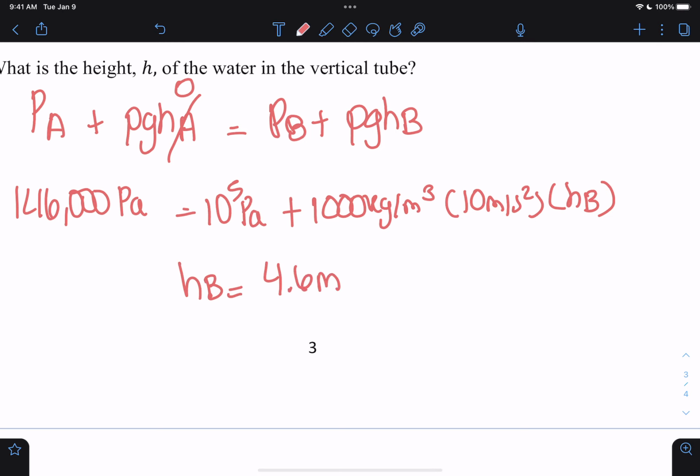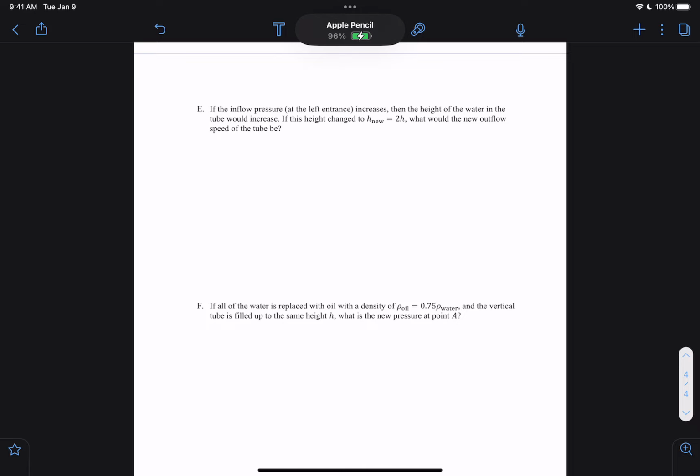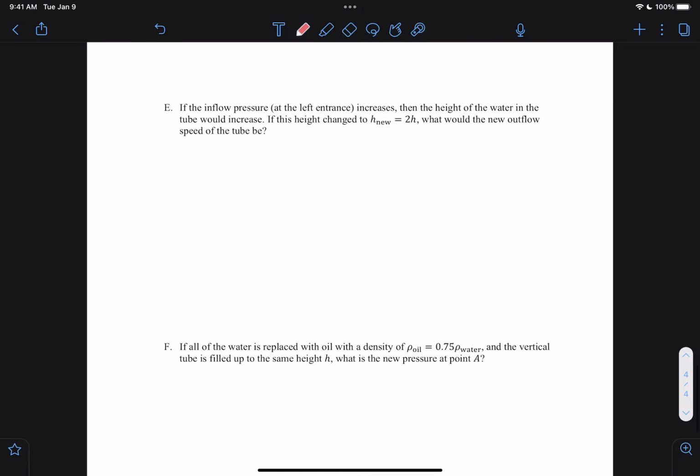Now we're just left with parts E and F. So E is asking if the inflow pressure at the left entrance increases, then the height of the water in the tube would increase. If this height is changed to h new is equal to 2 times h, what would the new outflow speed of the tube be? So if they double the height, what is the new outflow speed of the tube?